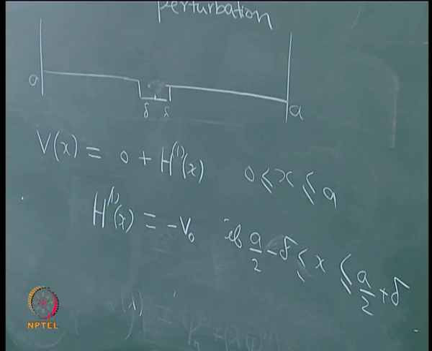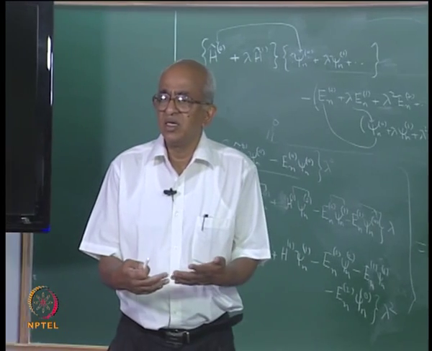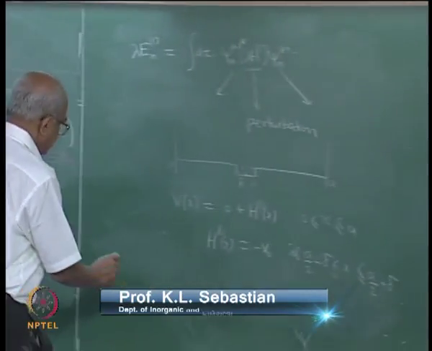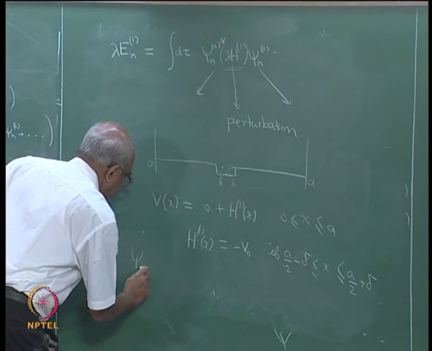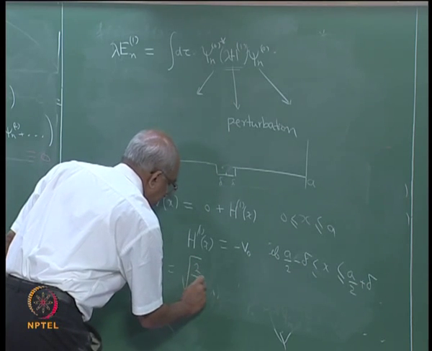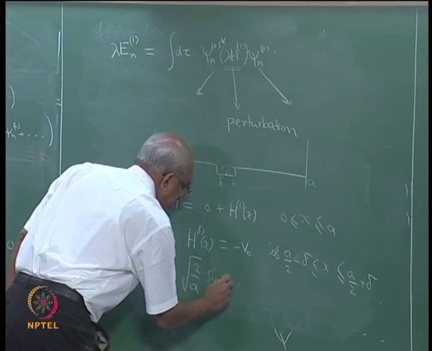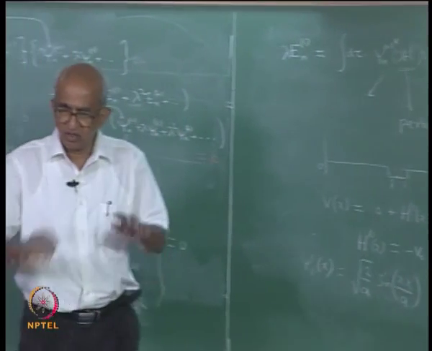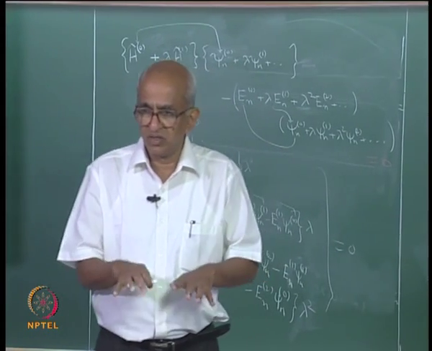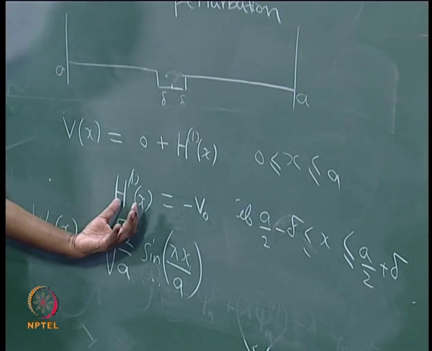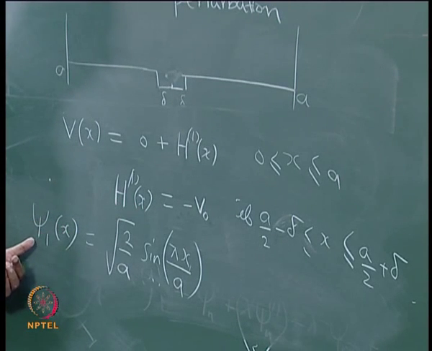Correct. So, if you wanted to calculate the first order correction to the energy of the lowest possible state, which we refer to as psi 1 of x, it will be equal to square root of 2 by A sin pi x divided by A. This is the eigenfunction for the lowest possible state for a particle in a box. So, what you will have to do is calculate the expectation value of this H1 using that psi 1, right.